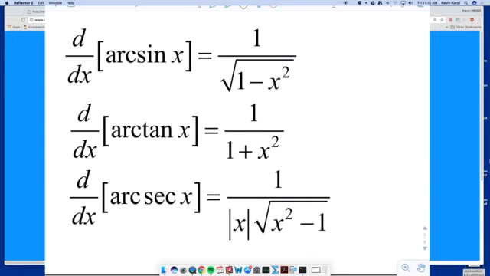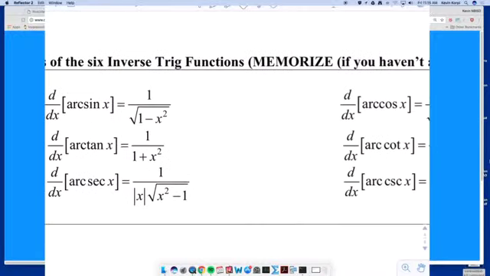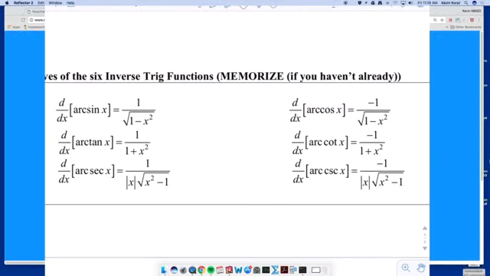Now here's the cool part. If you memorize the 3 non-arc co's, the 3 arc co's come for free. So like I promised you earlier, if it has a co in the name, whether it's cosine or arc cosine, they're going to be what type of derivatives? Negative, and they will be. And that is the only difference for the inverse co's. They are just the opposite of the non-co's.